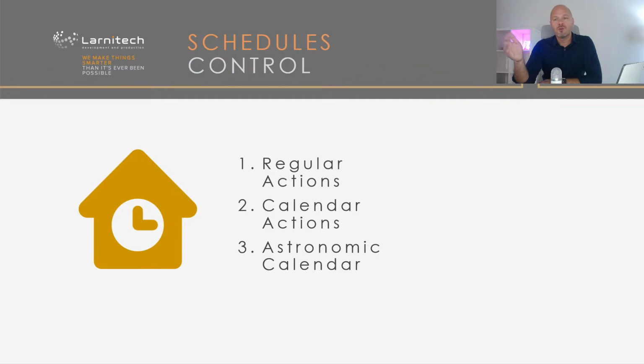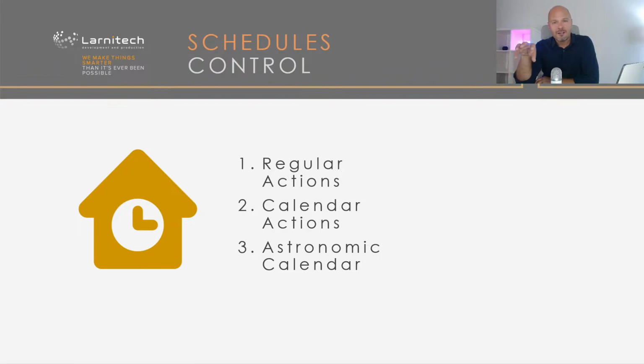So you can have also calendar actions. So at this date, do this. And you can also have an astronomic calendar. So once you install a weather plugin to our system, you tell it the place where this project is located.